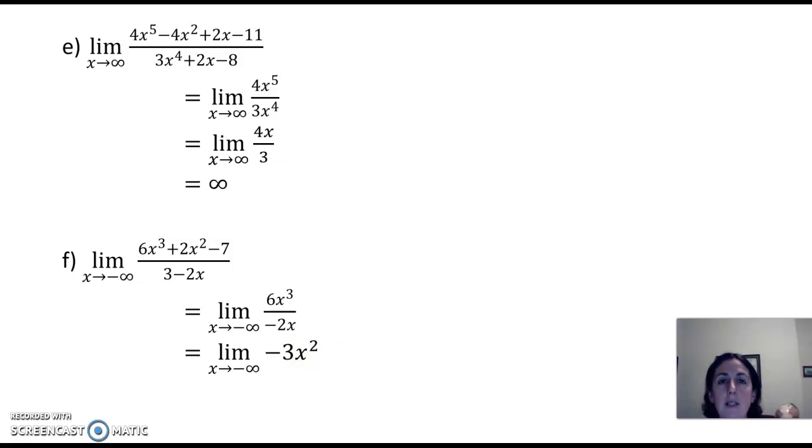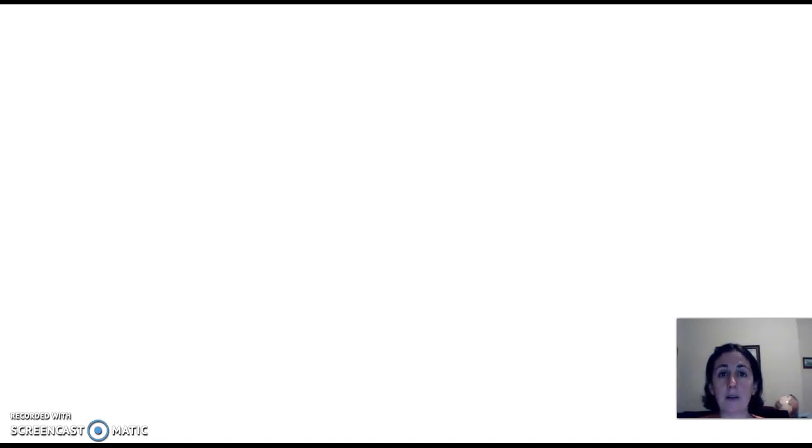So this means that this limit is going to go off to either positive or negative infinity, and we will need to determine which one. Well, x is increasing negative without bound, which means x is a really big negative number. Take a really big negative number and square it, you get a positive number. Take a really big positive number times negative 3 and you're going to get a negative number. So this is going to go off to negative infinity. No horizontal asymptote here. Let's look at another example.